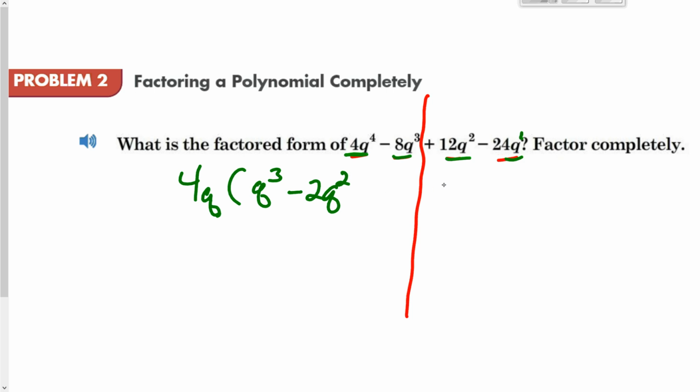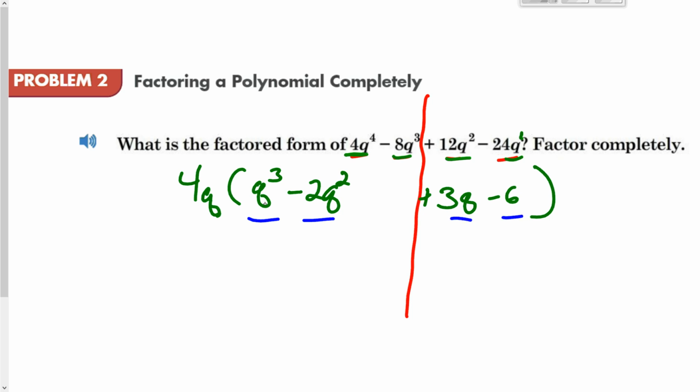And then on this side, 4 times what is 12? That's a 3, a positive 3. So you can put a plus sign there. And a q to q squared, I still need a q. And this one, 4 to negative 24 is a negative 6. A q and a q, so I don't need any more q's. Right? Now I can draw my line, which I already kind of have there, and I can look now, what can I factor out? Just the left side here and just the right side.